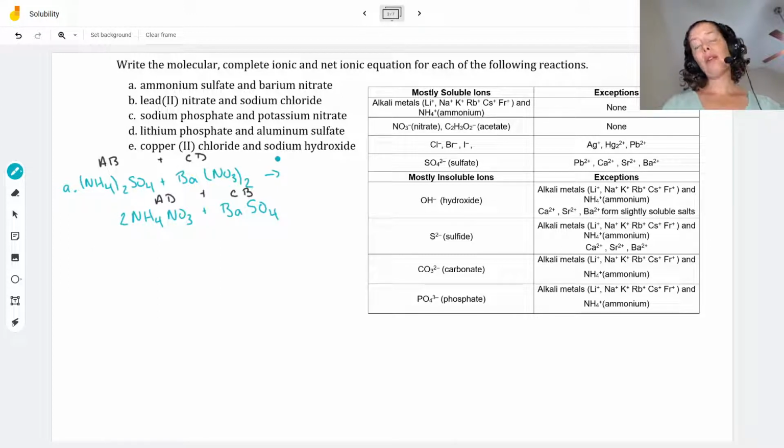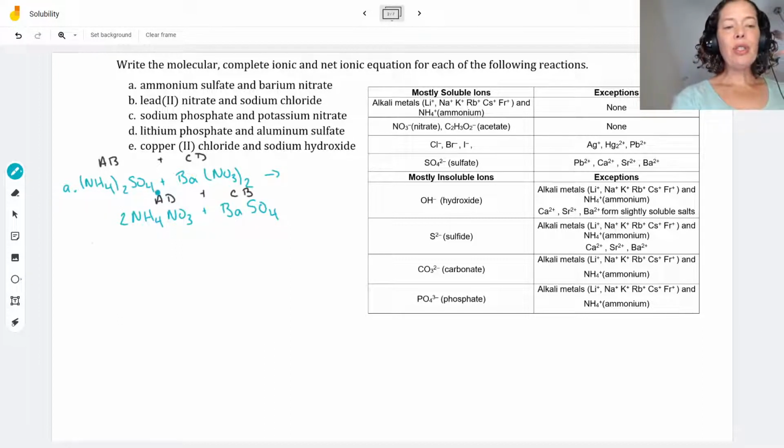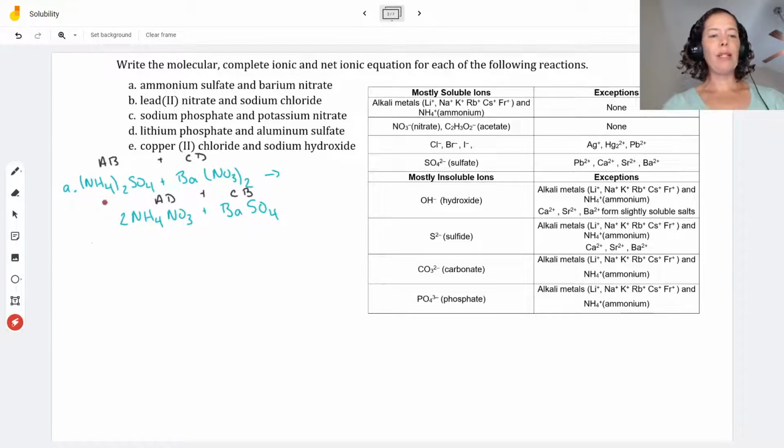So what I'm really looking for is if something is soluble, I'm going to call it aqueous or AQ. And if something is insoluble, if it's going to precipitate out, then it's going to precipitate out as a solid. So it will have an S after it. So if I am looking at my ammonium sulfate, and I go back to my rules here, let's go to the rules and determine these. Ammonium sulfate. So I do have a rule for ammonium up here.